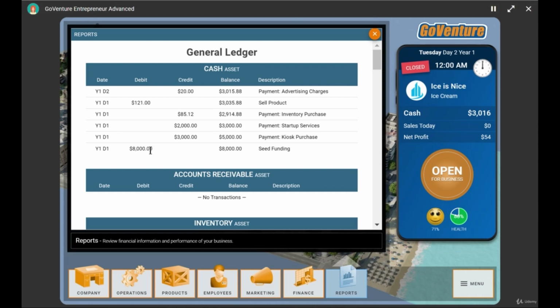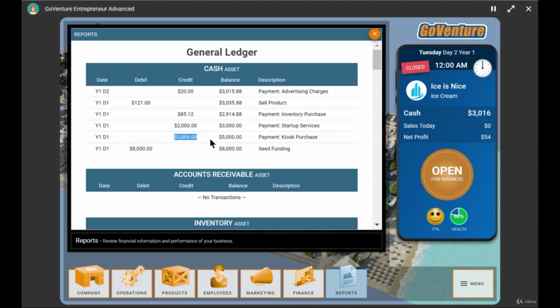So looking back at the start of our business, again this is in reverse order as well. The first transaction in our business was the $8,000 in startup capital or seed funding needed to start the business. So what we see here is a running total or a balance of that account. So it was zero, and then it became 8,000 once we received the $8,000 in the business. And then we purchased a kiosk and made a payment in cash for that of $3,000.